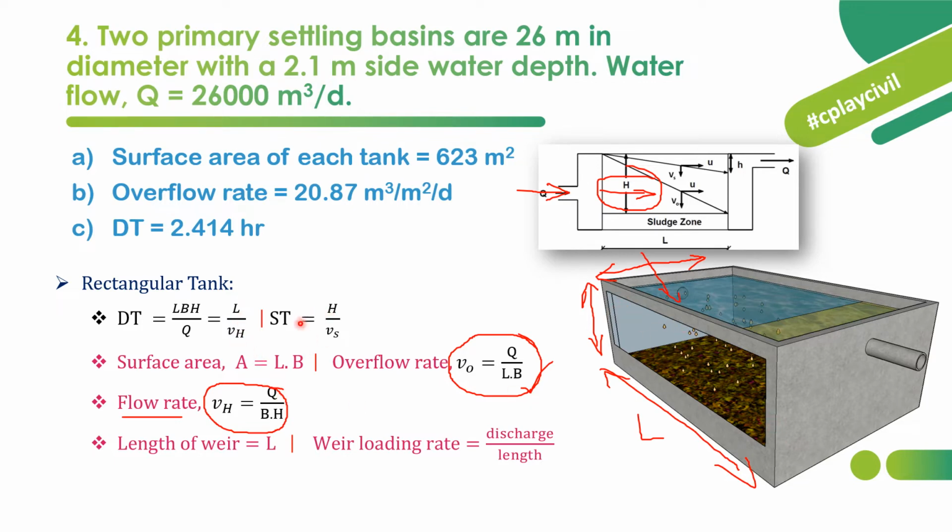So that is why we are considering the length of the tank. So length by VH is the detention time, and settling time is equal to H by Vs. And here the length of weir is L and weir loading rate is simply discharge by length. So these are the important formulas for a settling tank in case of a rectangular tank, and we have already seen the formulas for circular tank. Now we shall move on to the next.